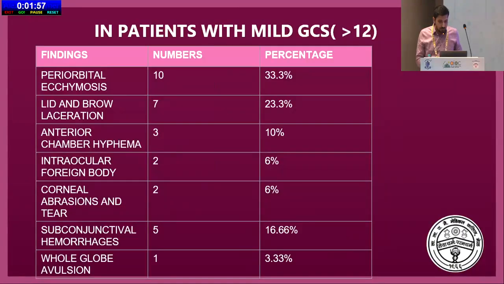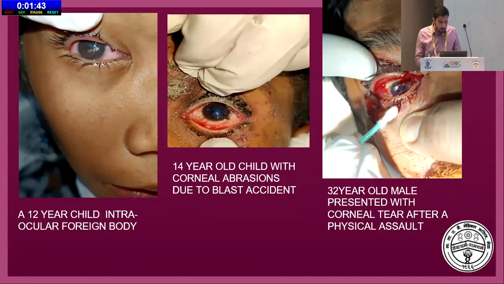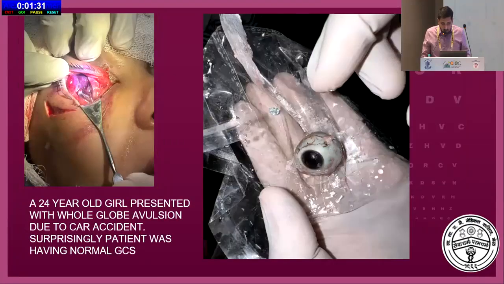In patients with a mild GCS, a GCS of more than 12, periorbital ecchymosis was the most common associated ocular manifestation, followed by lid and brow lacerations. And there was, interestingly, a case of whole globe avulsion. First image shows a 12-year-old child with intraocular foreign body due to fall from height. Another image shows a 14-year-old child with corneal abrasion due to blast accident. Another image shows a 30-year-old male presented with a corneal tear after physical assault.